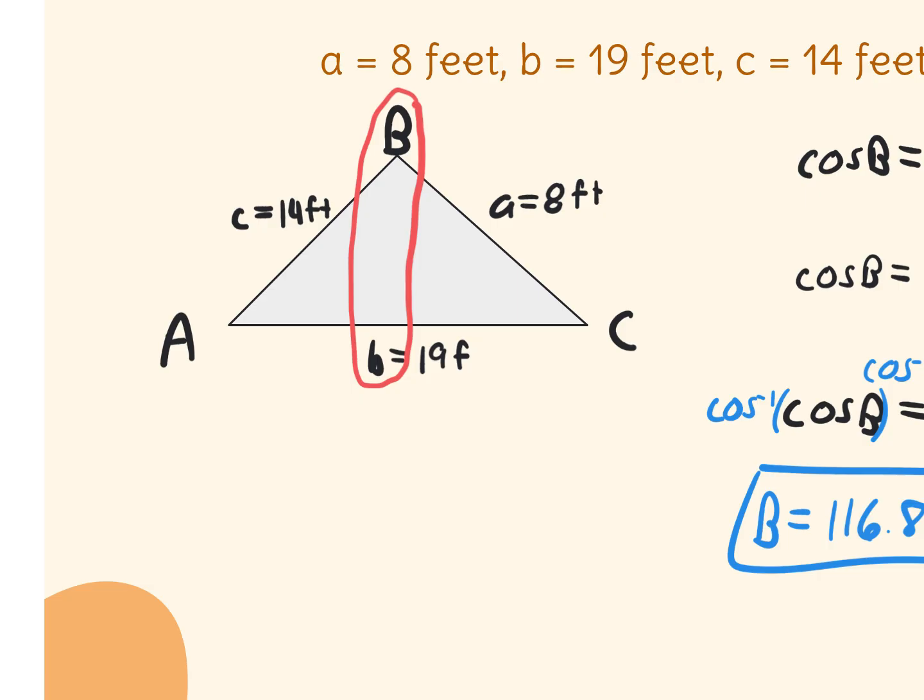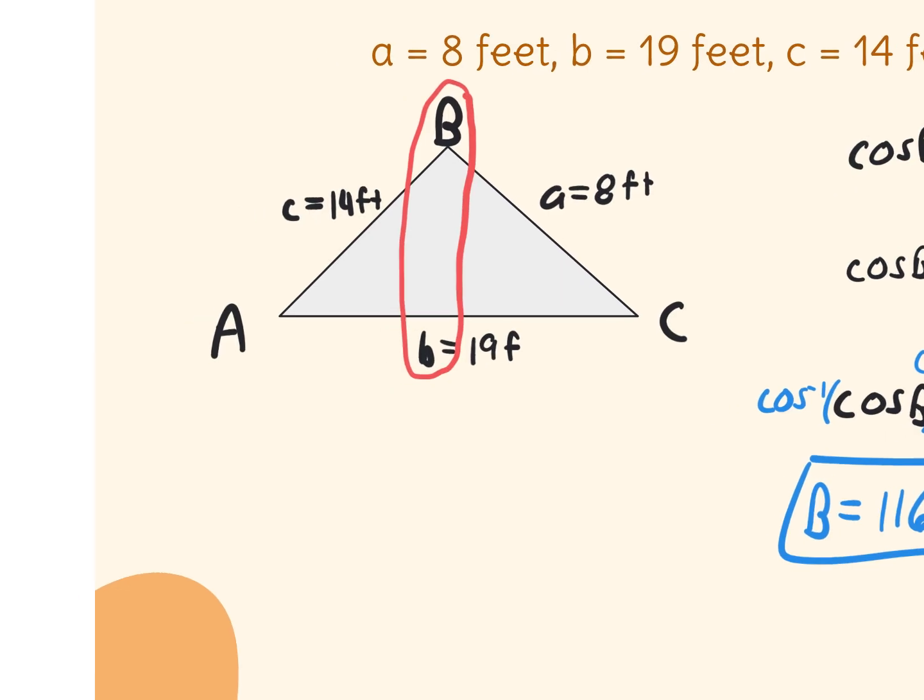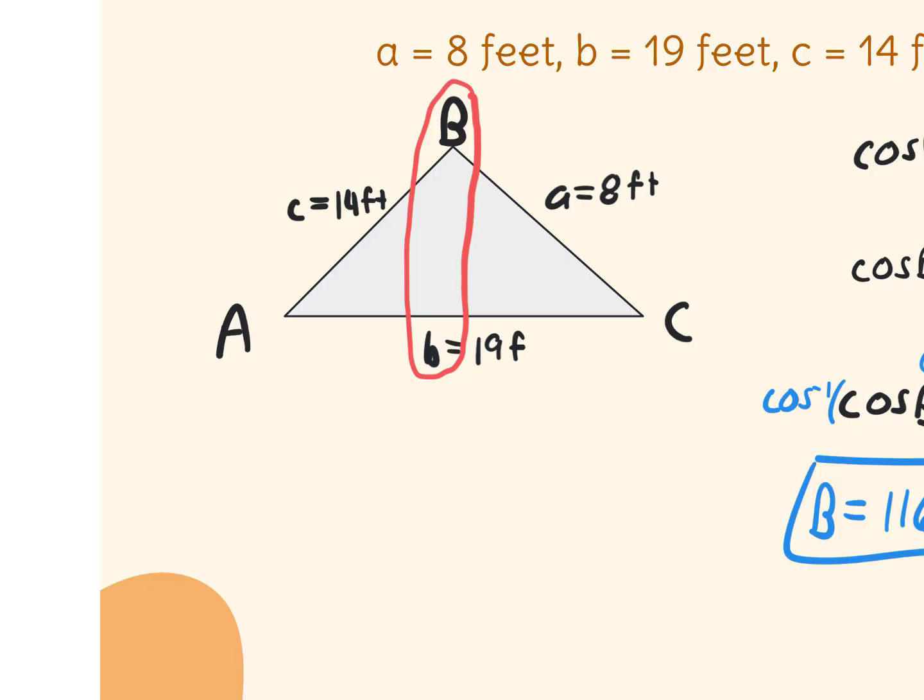So I have the big B and the little b, right? And we can use law of sines to figure out what angle A is going to be. So remember, your law of sines is A over sine A equals B over sine B equals C over sine C. So let's just plug our information in. I know that 8 is the little a. We're looking for sine of big A. And this is going to equal 19 over sine of 116.80.